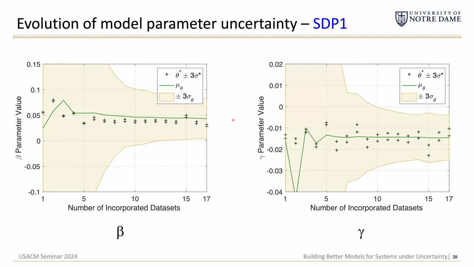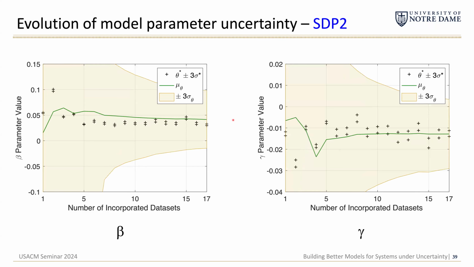We see a similar thing if we look at, say, gamma, right? So we can do this for each one of our parameters. This is for steel damper pair 1. We can do it for this other steel damper pair as well, right? We can make this evaluation.